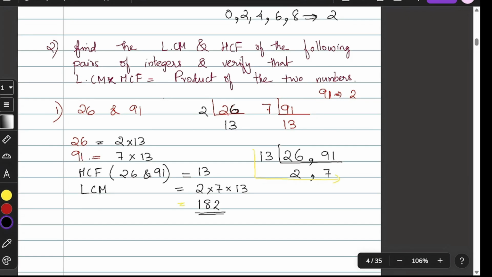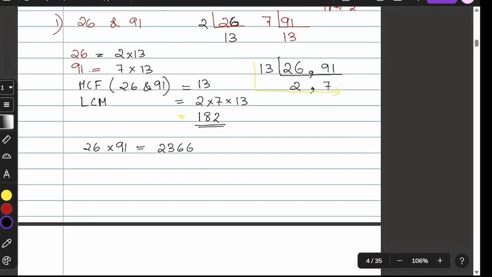The next step is to take the product of 26 and 91. What is 26 into 91? 26 into 91 is going to be 2366. Okay, now I have to verify, right? That is the question.